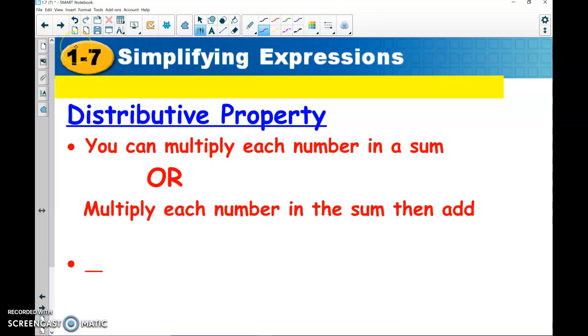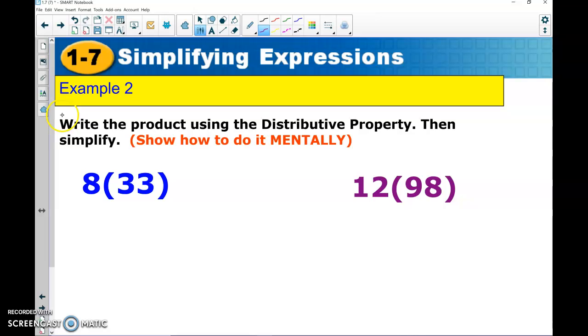homework there. Okay, and then the last property we're going to talk about is distributive property. So you can multiply each number as a sum or multiply them and then add. So kind of the same thing here. So I could do 8 times 33. Again, that's going to be kind of hard to do in our heads and stuff. So I could break down that 33 into an 8 times 30 and then an 8 times 3. And this is going to be something then we could probably do in our heads. So 8 times 3 is 24, which means 8 times 30 must be 240.